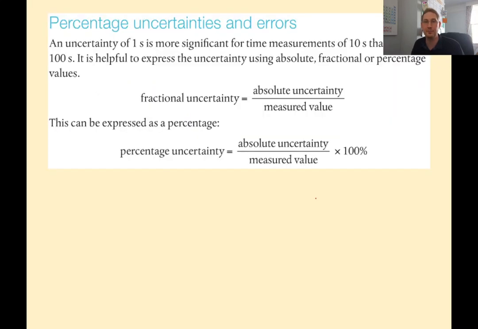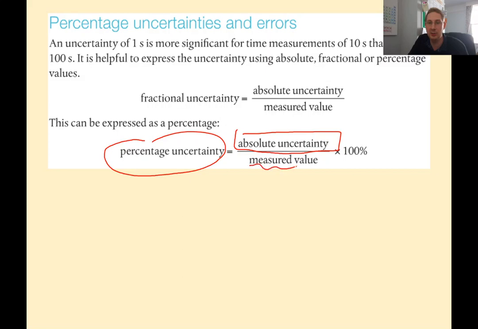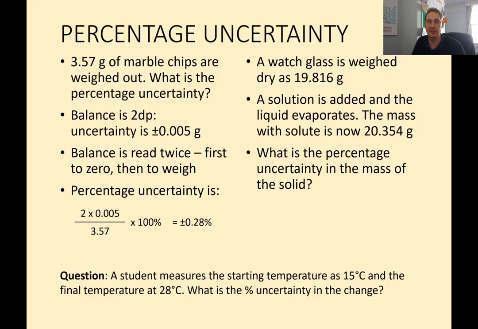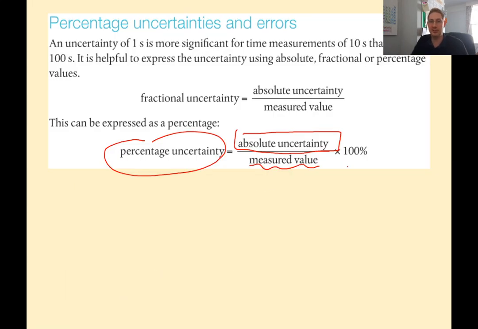But the absolute uncertainty is actually not that useful. An uncertainty of 1 second is more significant for 10 seconds than for 100 seconds. We want to know how important it is as a fraction of the total. So we often work out the percentage uncertainty by dividing the absolute uncertainty by the measured value times 100. And that's quite important, it's the measured value.